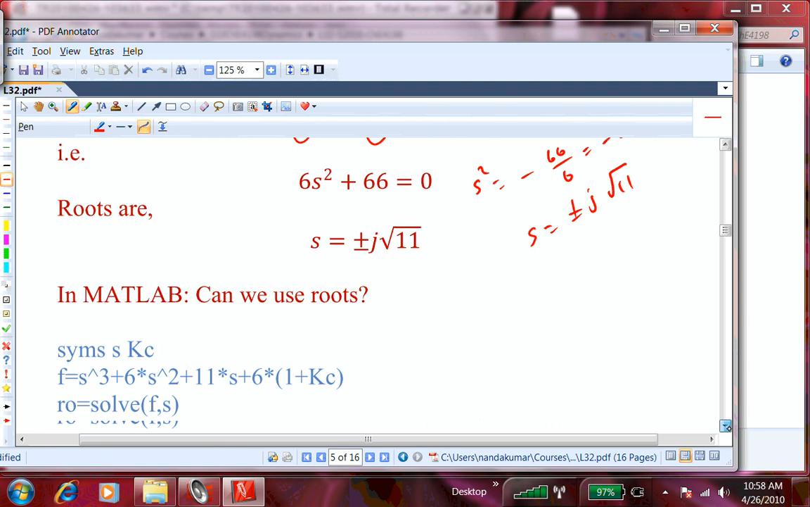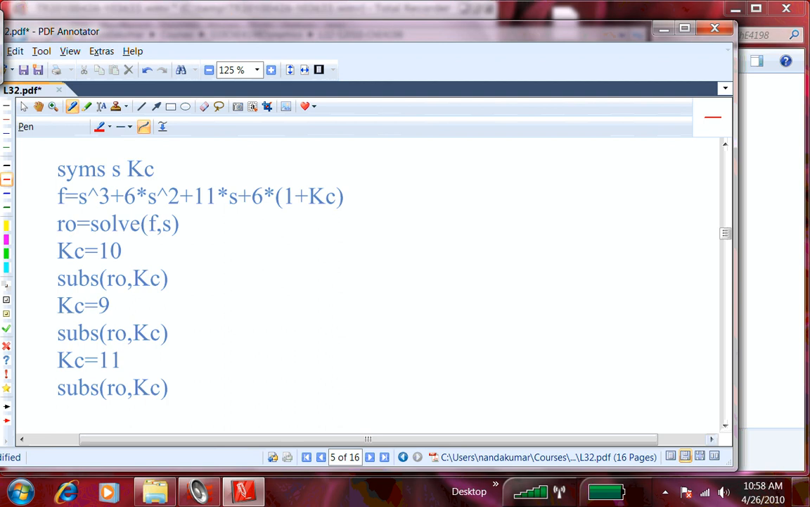Now, if I'm doing this in MATLAB, what would I do? Okay, so let me fire up MATLAB.